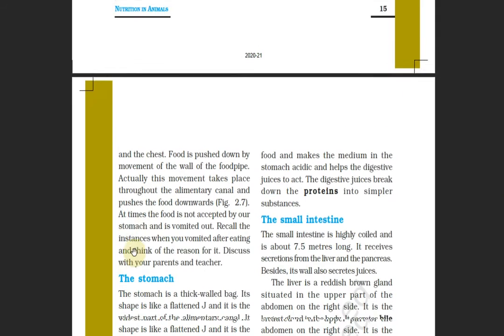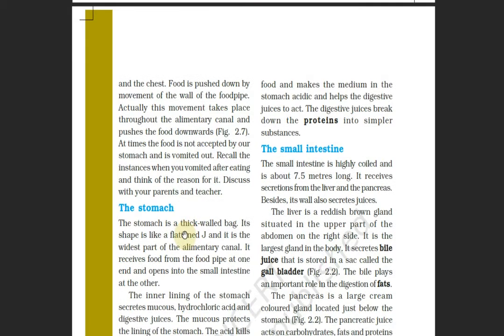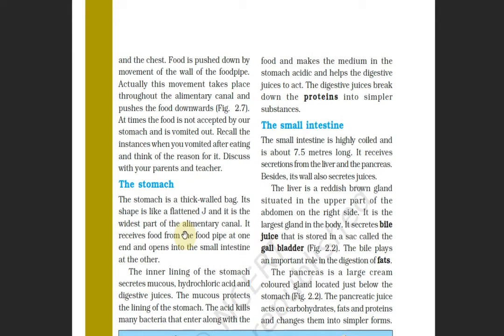Now, sometimes what happens is that the food is not accepted by our stomach, and then the food is vomited out. Why does this happen? Because our stomach contains some acid. When the acid is in a large amount in our stomach, the food is vomited out. The food is not accepted by our stomach. Now let us study what happens after that.